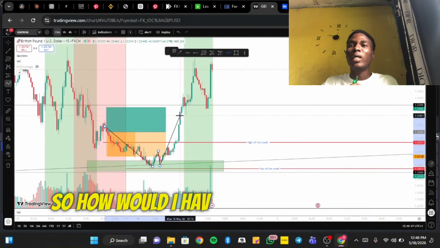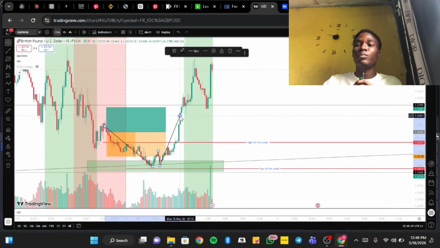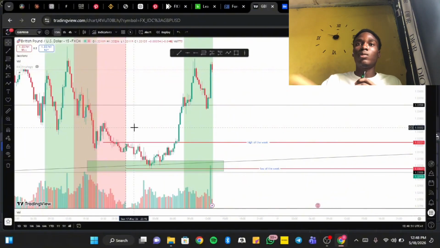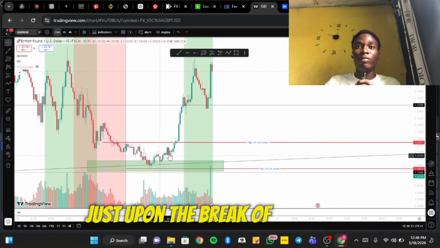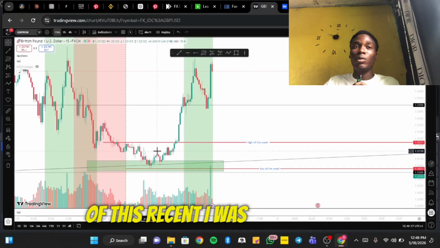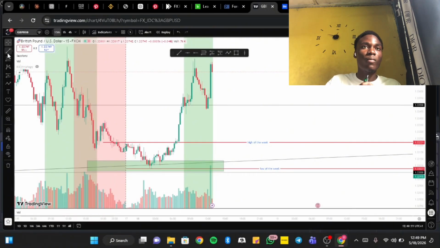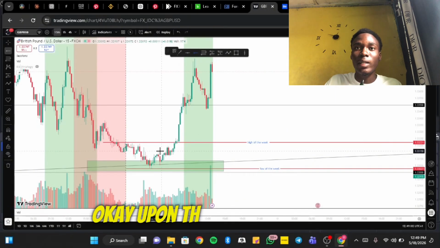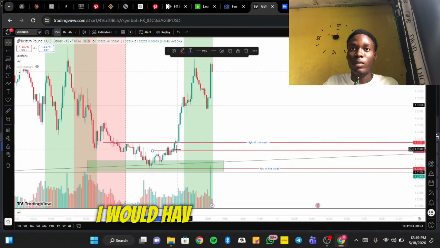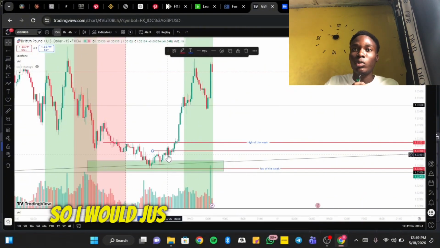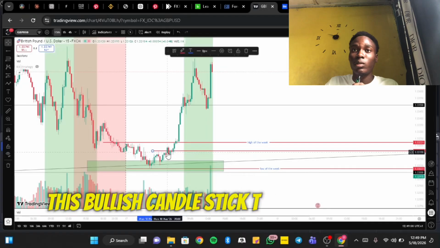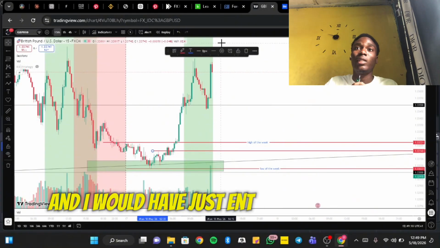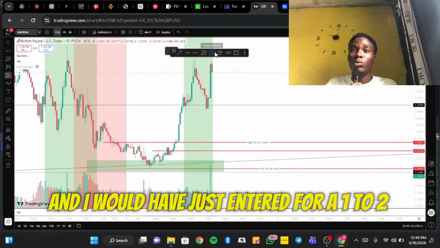So how would I have treated this? I would just delete this as well. Upon the break of this recent high that was created here, I would have entered for a buy. So I would wait for this bullish candlestick to close above it, and I would have entered for a 1 to 2 trade.